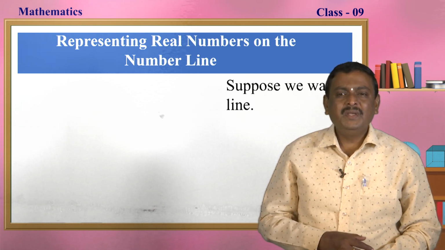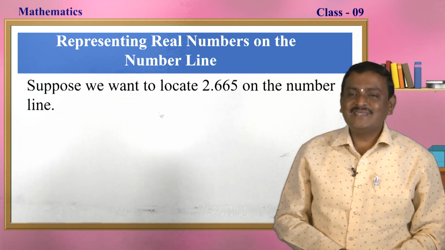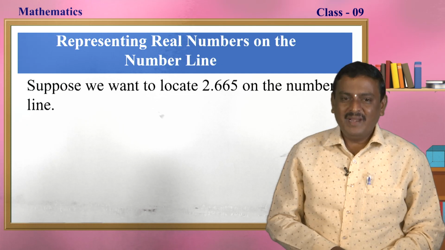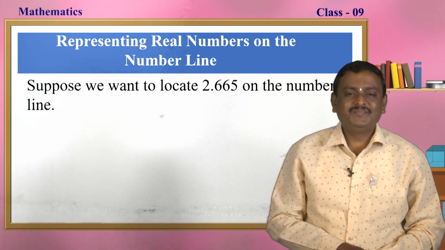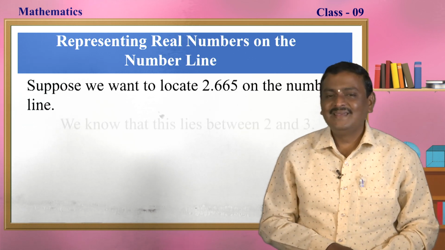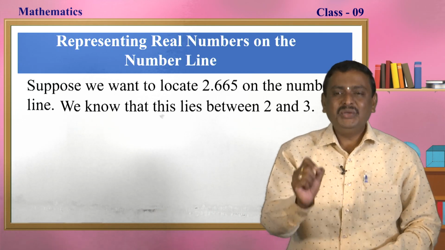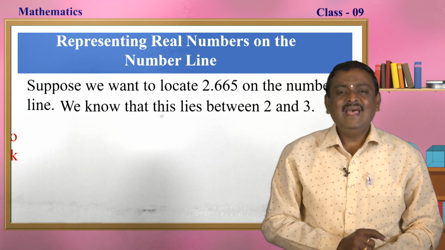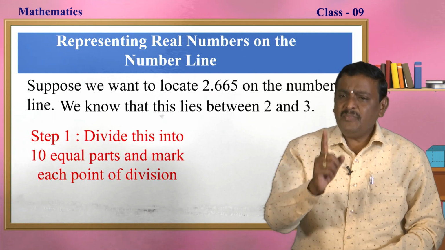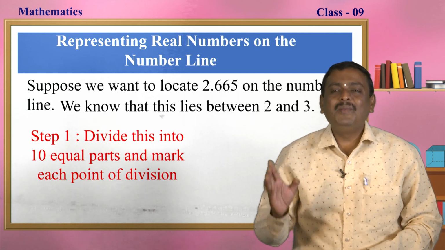Now suppose you want to locate 2.665 on the number line, how do you locate it? Is there any idea? Come on, tell me. We know that 2.665 lies between 2 and 3. Step 1: what to do now? Divide this into 10 equal parts.